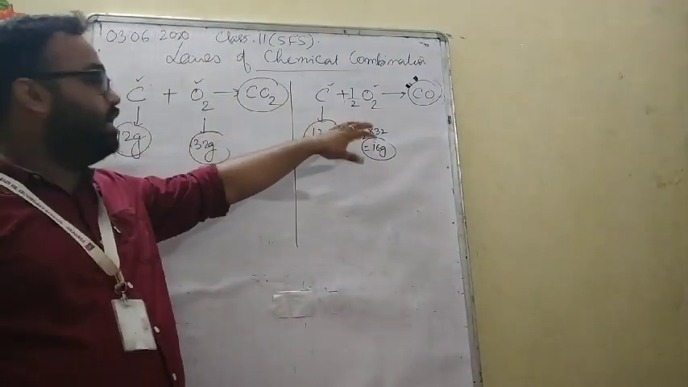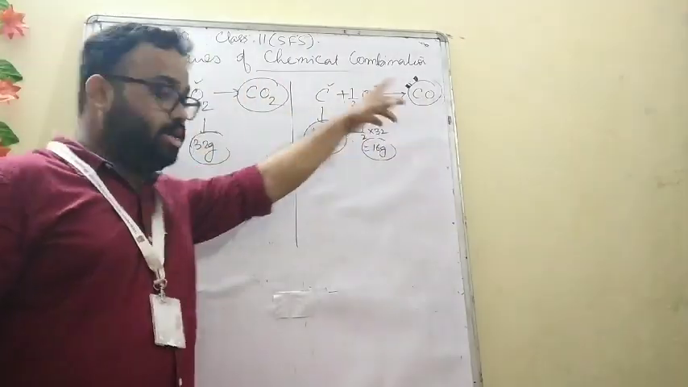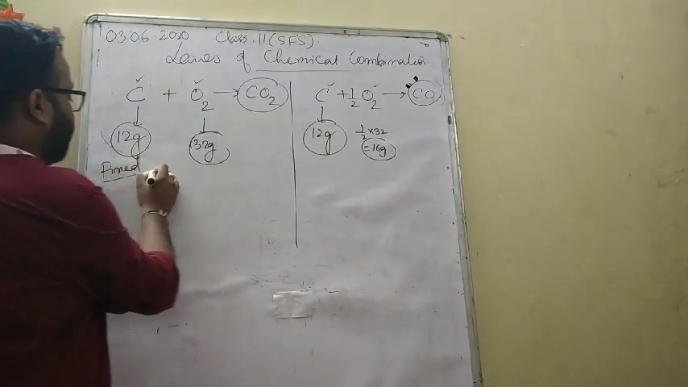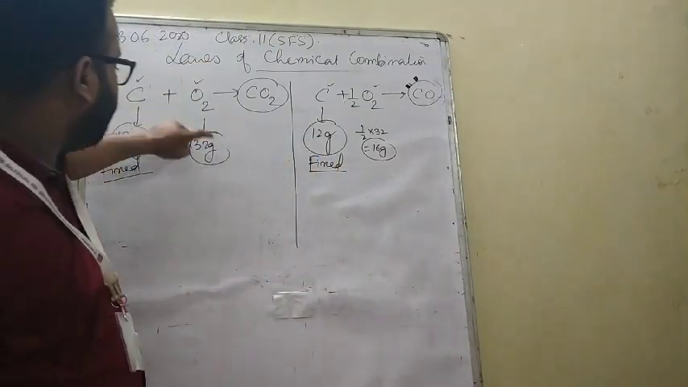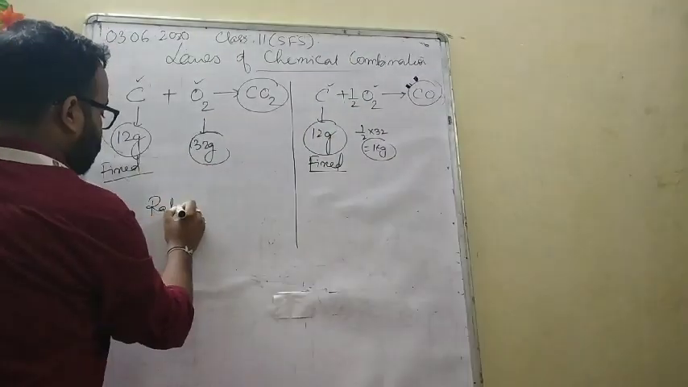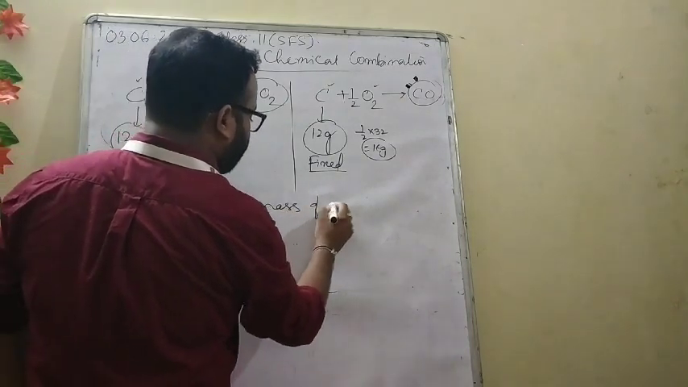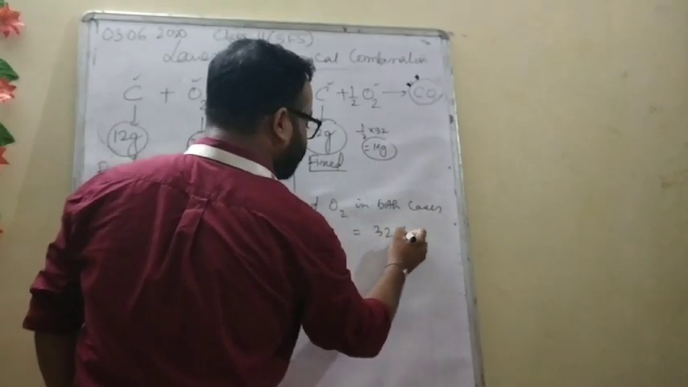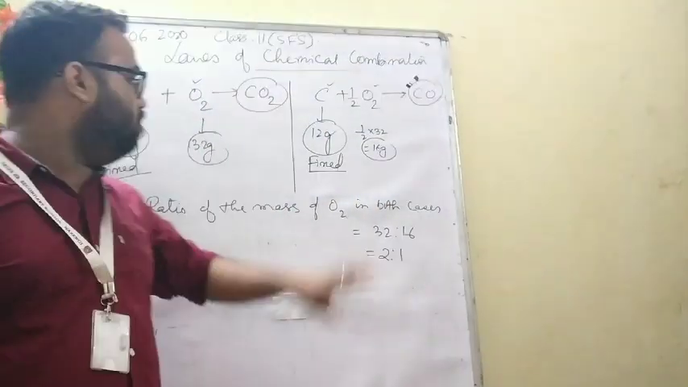So the law states that if two or more elements form more than one compound, then the fixed mass of one element, see here carbon's mass is fixed, here also 12 gram, here also 12 gram, combines with the other element in a simple whole number ratio. The ratio of the mass of oxygen in both the cases is nothing but 32 is to 16, that is 2 is to 1. So this is the law of multiple proportions.